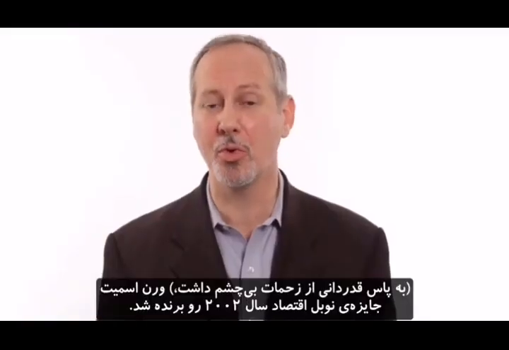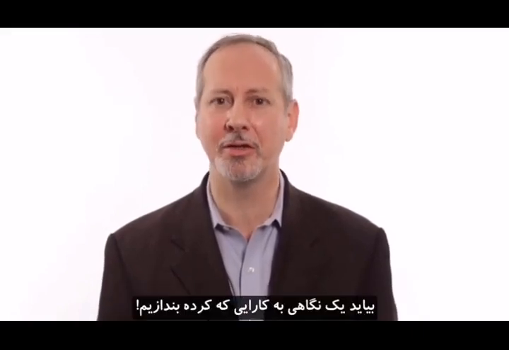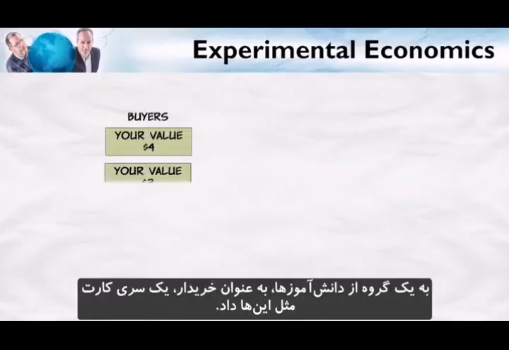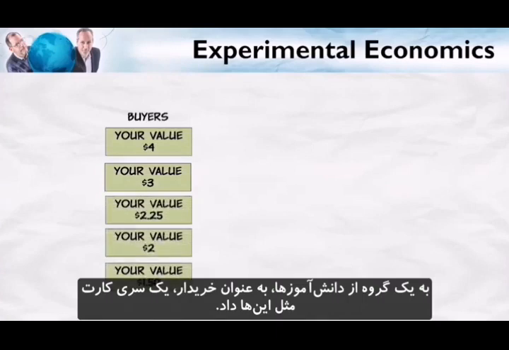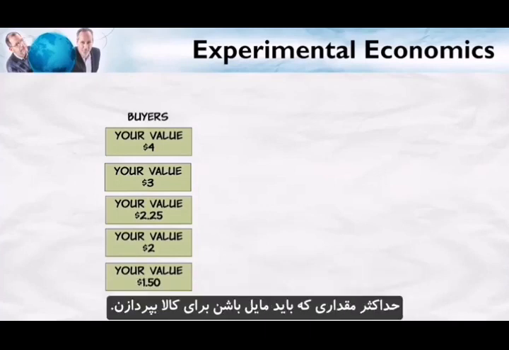Vernon Smith was awarded the Nobel Prize in Economics in 2002. Let's take a look at what he did. Smith's first experiments were very simple. He gave a group of students, called the buyers, cards similar to these, which told them the value that they placed on a good, the maximum they would be willing to pay for the good.